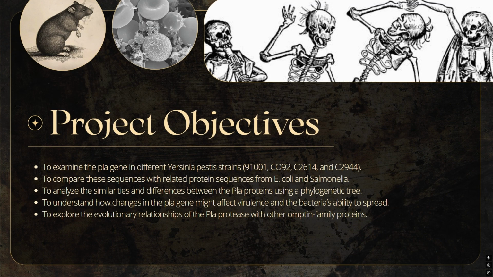All right, thank you, Evgenia. So I'll be discussing our project objectives. Our goal was to examine the PLA gene in different Yersinia pestis strains and compare these sequences with related protein sequences from bacteria such as E. coli and Salmonella. To analyze the similarities and differences between these proteins, we used a phylogenetic tree. Our goal was to understand how changes in the PLA gene might affect virulence and the bacteria's ability to spread.